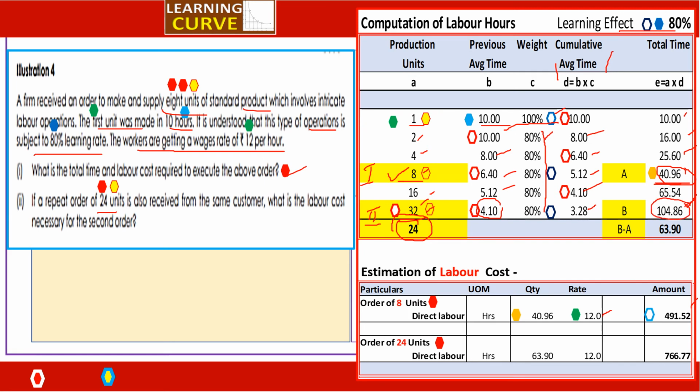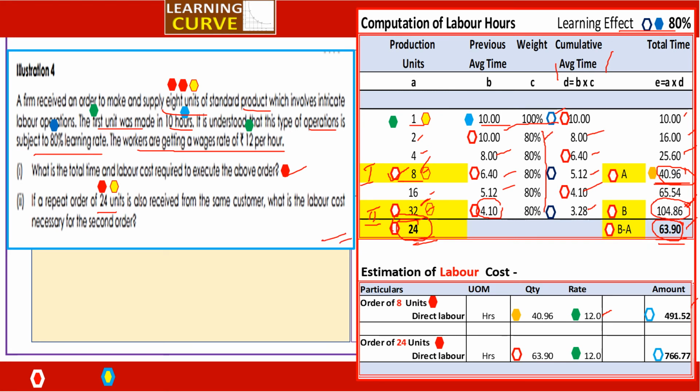104.96 minus 40.96 is equal to 63.9, which is used on 32 minus 8, 24 units. Coming to the second question, if a repeat order of 24 units is also received from the same customer, what is the labor cost? Labor cost will be, number of hours will be 63.9, rate is 12, and the cost will be 766.77. This is not a question of marginal costing, that you may have to remember.